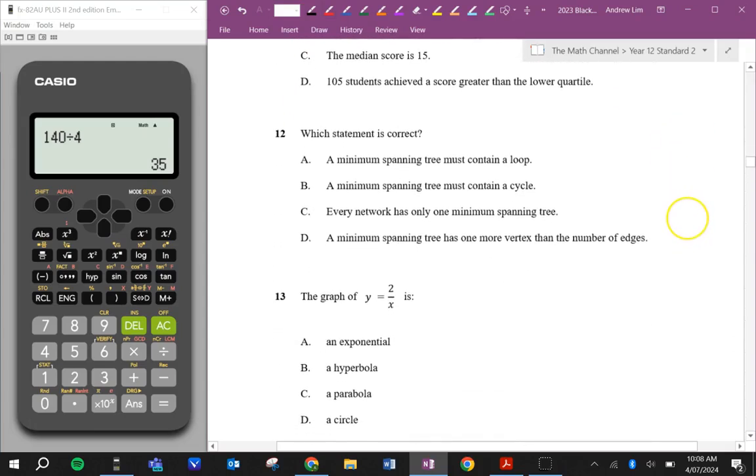Alright, question 12. Which statement is correct? A minimum spanning tree must contain a loop. That's false. Minimum spanning tree must contain a cycle. That's false. Every network has only one minimum spanning tree. That's false. There could be multiple. And D, a minimum spanning tree has one more vertex than the number of edges. That's true.